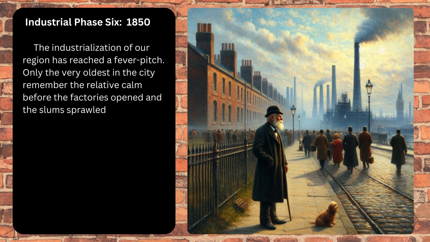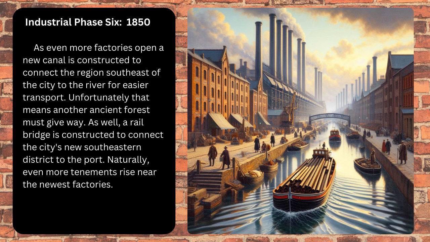Industrial Phase 6, 1850. The industrialization of our region has reached a fever pitch. Only the very oldest in the city remember the relative calm before the factories opened and the slums sprawled. As even more factories open, a new canal is constructed to connect the region southeast of the city to the river for easier transport. Unfortunately, that means another ancient forest must give way.